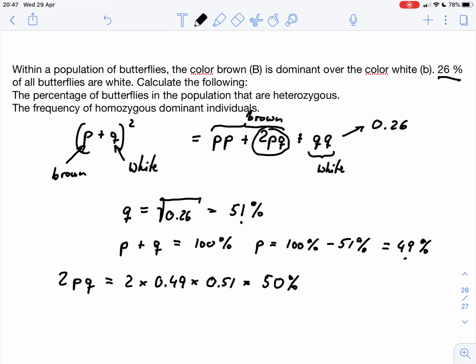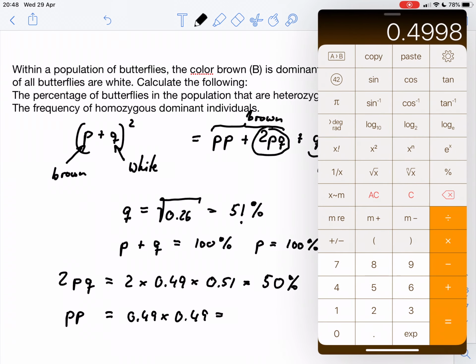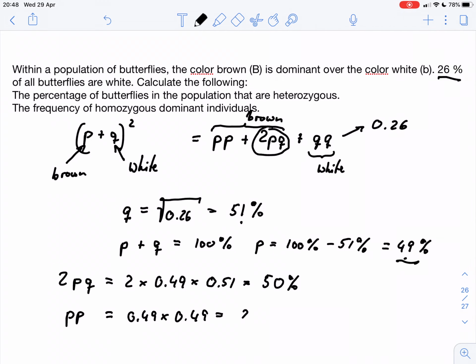And now we can also calculate what is the frequency when we have the homozygous dominant individuals. So that would be PP. So that would be our 49%, 0.49, times 0.49, and that gives us 0.49 squared. This gives us roughly 24%.